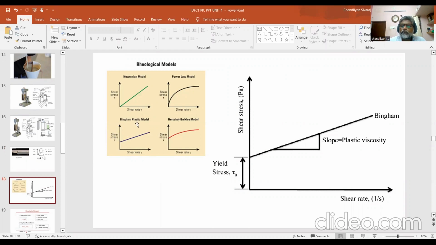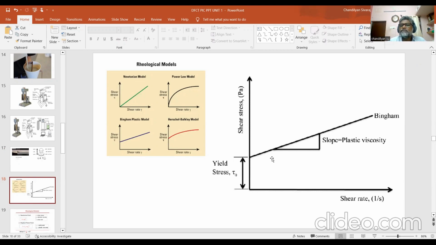You might have come across this in fluid mechanics in your second year. Newtonian fluid model, Newtonian law of viscosity, shear stress to shear rate. If it is a straight line, any fluid which follows Newton's law of viscosity is a Newtonian fluid. A non-Newtonian fluid does not obey it. Here we have a non-Newtonian fluid, the Bingham plastic model. When you take shear stress on the y-axis and shear rate on the x-axis, if this is the profile, then the slope is called plastic viscosity.